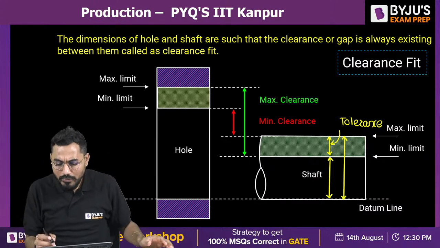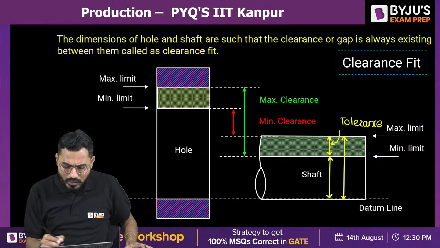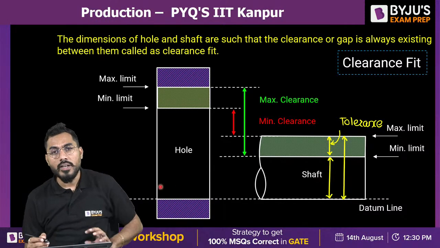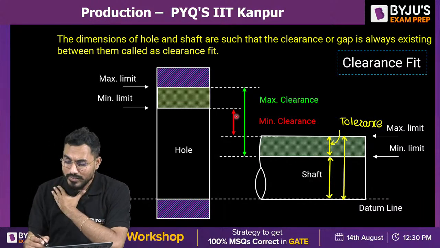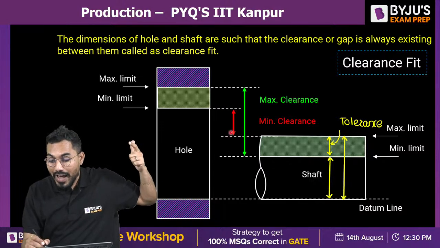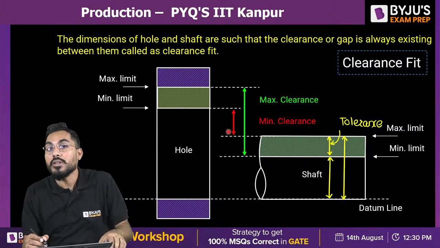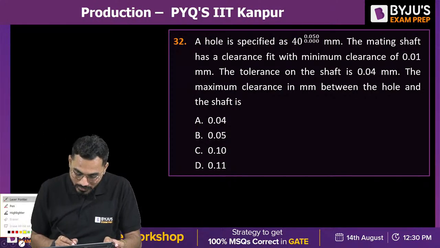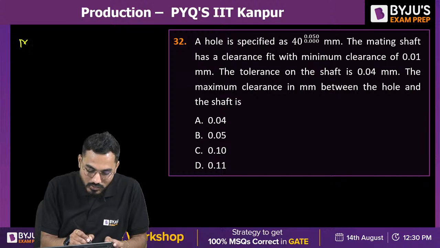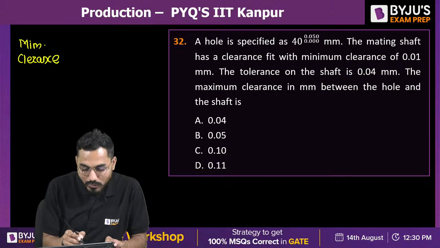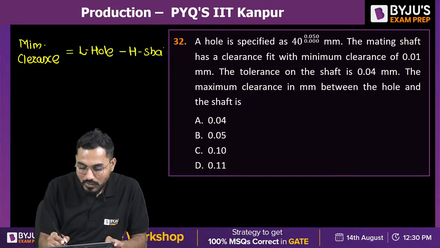Tolerance. The same thing is applicable over here. The hole has a maximum material limit and a minimum material limit. So now, how to calculate the minimum clearance? This is the minimum gap present. This is the lower limit of the hole and this is the higher limit of the shaft. So lower limit of hole minus higher limit of shaft, and this gap is called the minimum clearance. So minimum clearance is exactly equal to lower limit of my hole minus higher limit of my shaft.